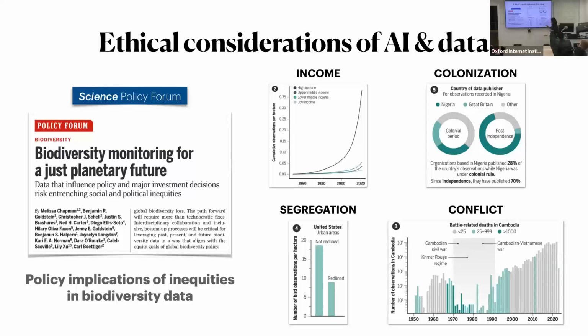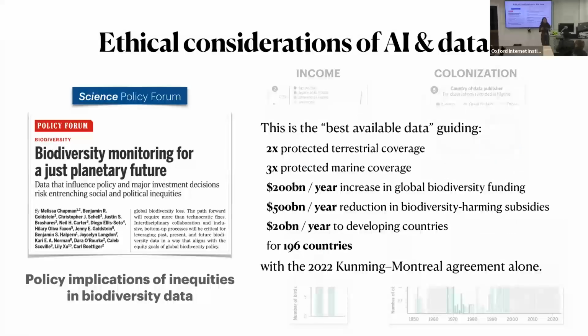So this is looking at Cambodia during the period of the Khmer Rouge. And during that period, there was a very significant drop in the availability and collection of biodiversity data. Unfortunately, we don't have a solution, but this is just a warning that this is the best available data that's used to guide this very intensive multilateral shift in funding.